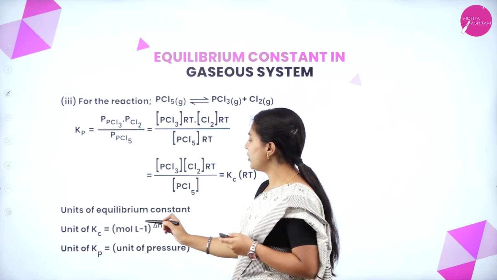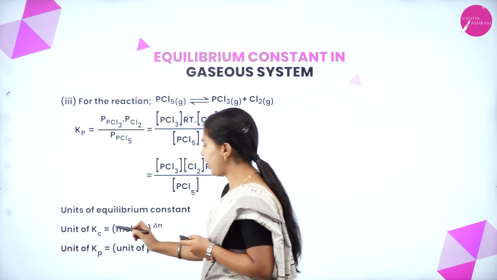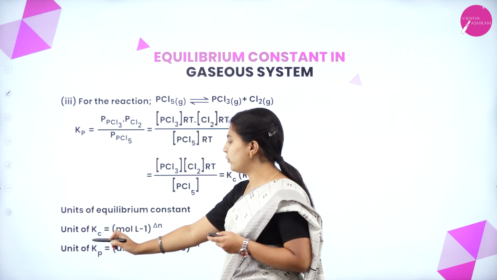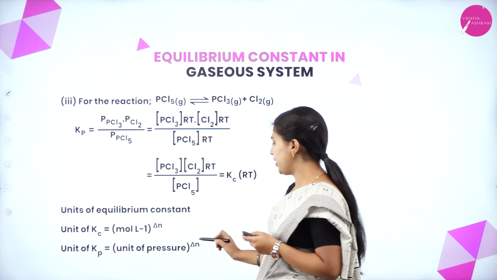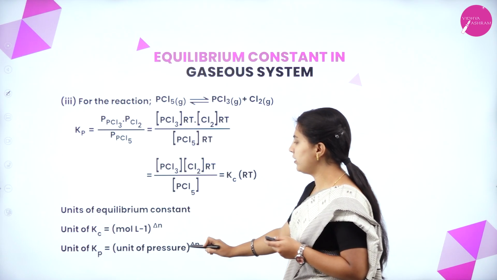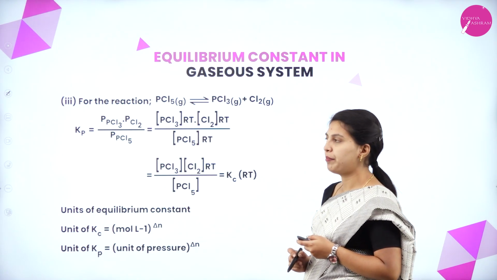Okay. What are the units of equilibrium constant? Unit of Kc is mole per liter to the power delta n, and unit of Kp is unit of pressure to the power delta n. This is for different concentrations. This is for different partial pressures.